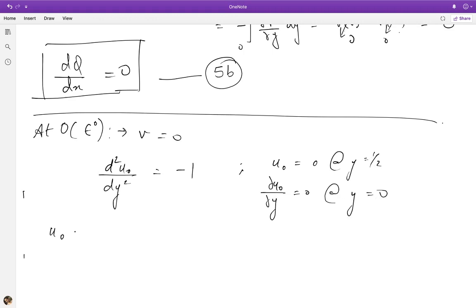It is basically given by simple Poisson flow between flat plates, which we have derived before. So I leave you to work out the details. It's a very simple solution, and v0 of course is 0.